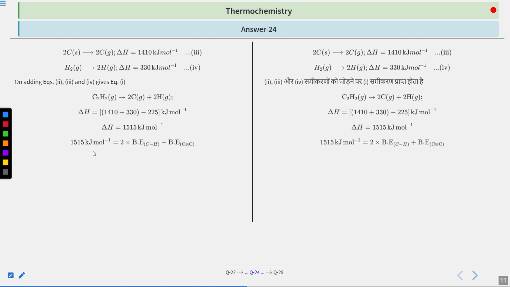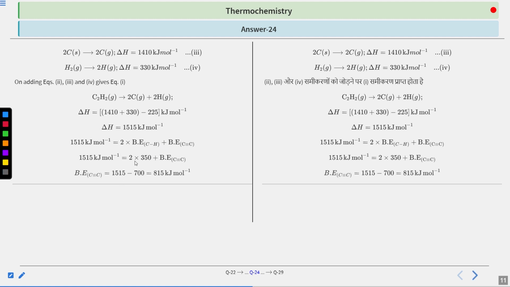Now 1515 is delta H. This thing is given, and this thing you need to calculate. C-H was already given. If you put these values here, you will get the bond dissociation energy of C triple bond C. You got it, right? So easy to solve. You just have to use the main equation accordingly, such that you get things done more easily. So the bond dissociation energy of C triple bond C is found to be 815 kilojoule per mole. This is your correct answer. Moving on to the next question.